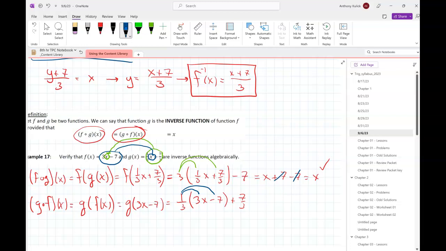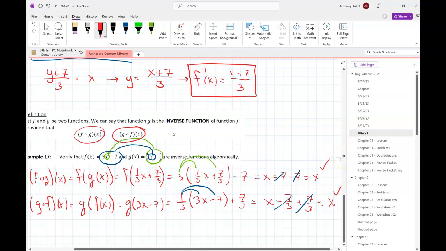Simplifying, to start the same way, distribute the 1/3 through. 3 times 1/3 is just 1, so I have an x there. And then 1/3 times 7 is just 7/3. And I have the plus 7/3. Those cancel each other out. That gives me x. And I'm done. I'm convinced that these two things are actually inverse of each other, because when I do the composition both ways, it all simplifies down to x.